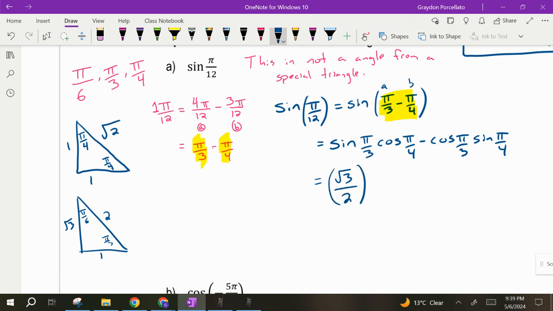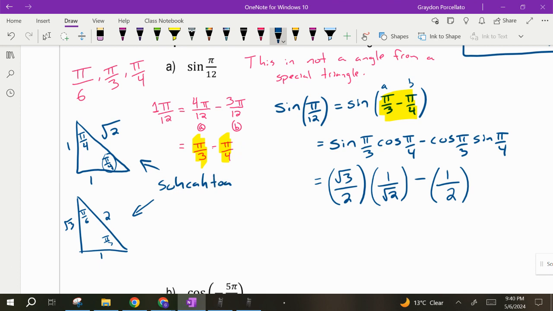We know what cos of pi over 4 is. Cos of pi over 4 is adjacent over hypotenuse, which is 1 over root 2. Okay, looking at pi over 4 and adjacent over hypotenuse. We know what cos of pi over 3 is. That's adjacent over hypotenuse in my special triangle. So again, I'm referring to my special triangles here, and I'm using SOHCAHTOA. And I know what the sine of pi over 4 is. That's 1 over root 2.